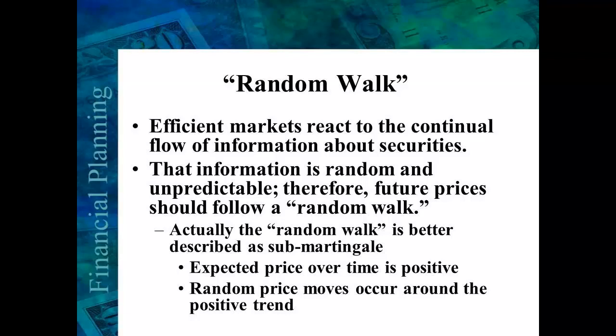Efficient markets react to the continual flow of information about securities. That information is random and unpredictable. Therefore, future prices should follow a random walk. Actually, the random walk is better described as submartingale. That means that the expected price over time is positive. However, random price moves occur around the positive trend.